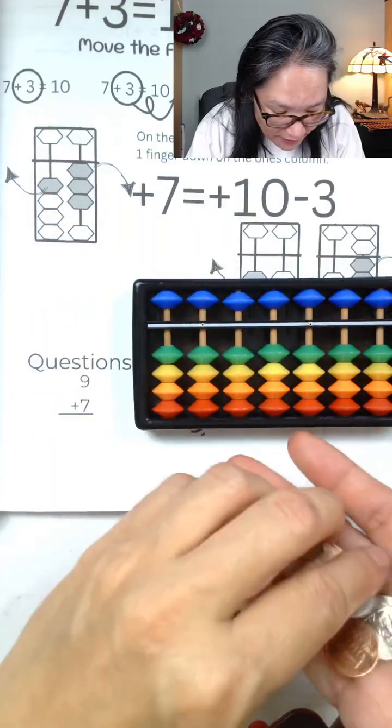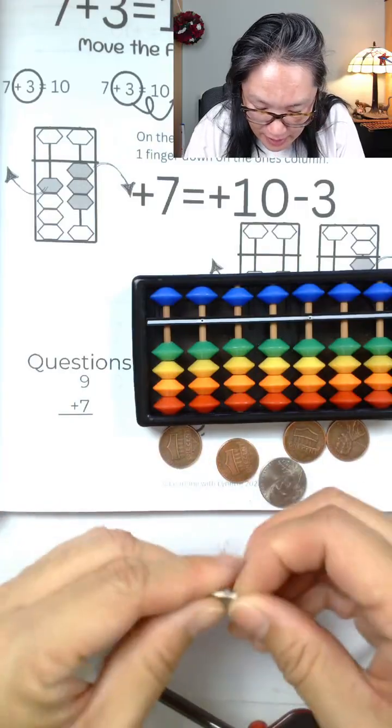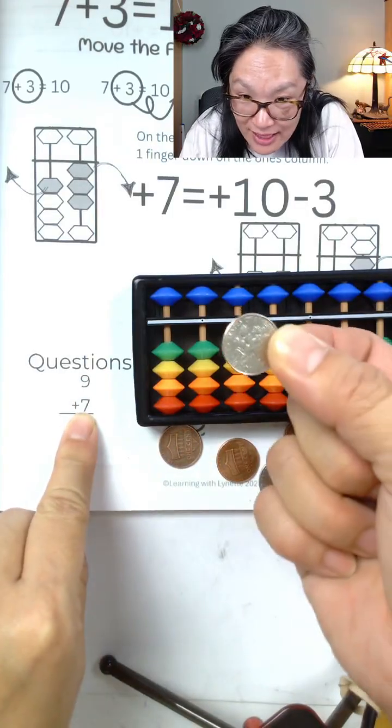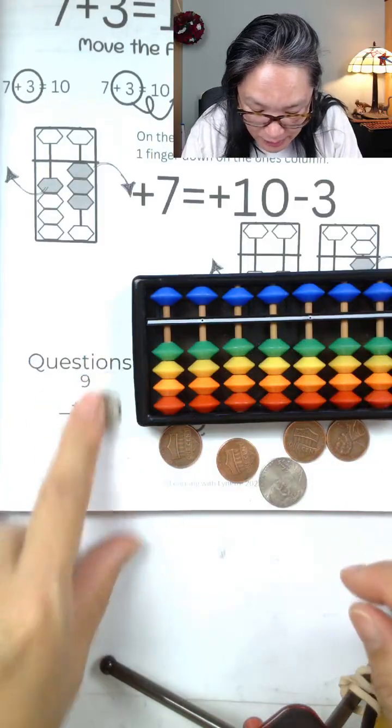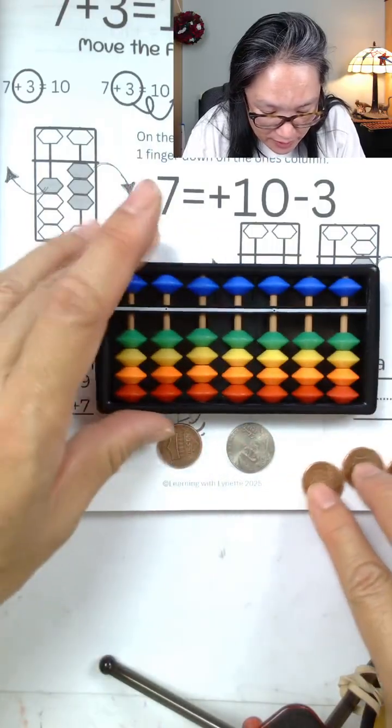So if I have 9 on my abacus, right? 5, 6, 7, 8, 9. I want to add 7. I have 10 cents. Thank you, Abby. I have 10 cents, but 10 cents is too much. I need change back. I need 3 to come back.